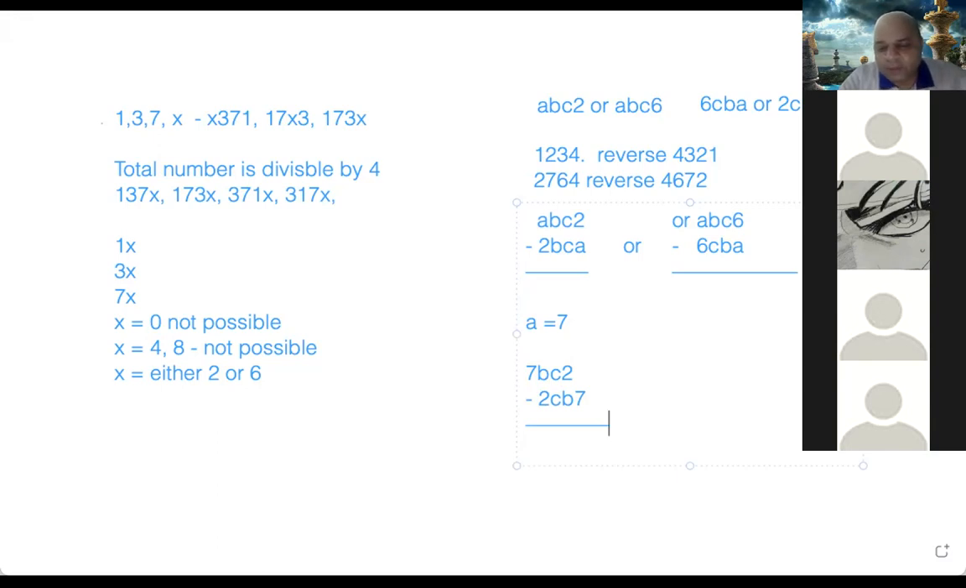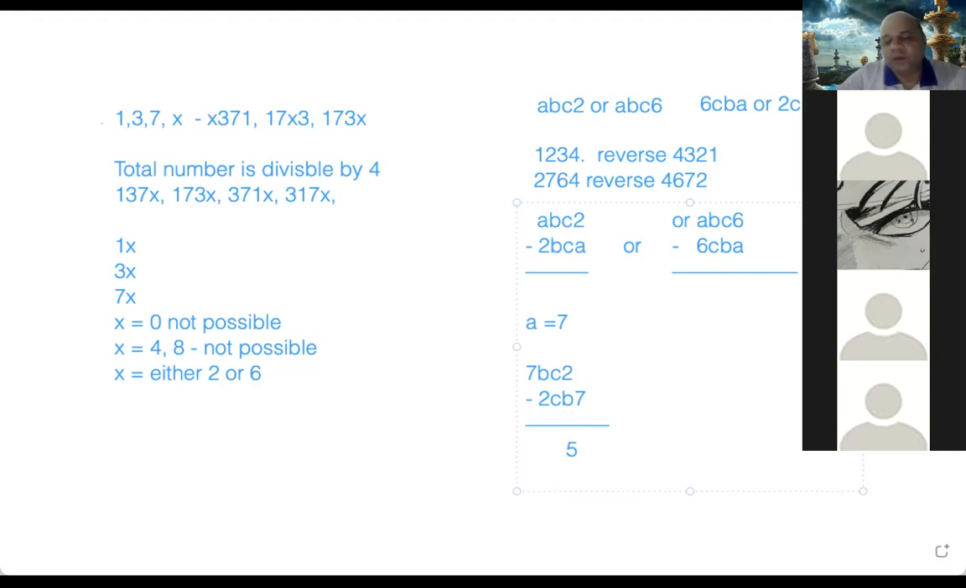2 minus 7 is not possible, so 12 minus 7 is 5, and you have carried forward 1. So C minus 1 minus B is something, and then B minus C is something, and 7 minus 2. So this is how you actually get it.